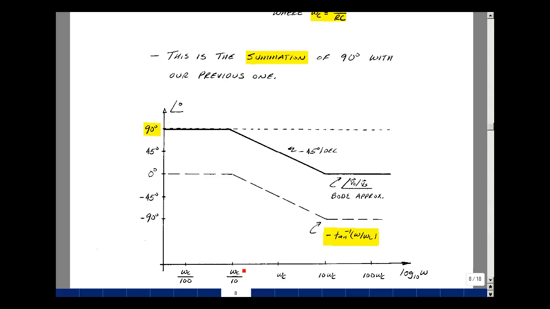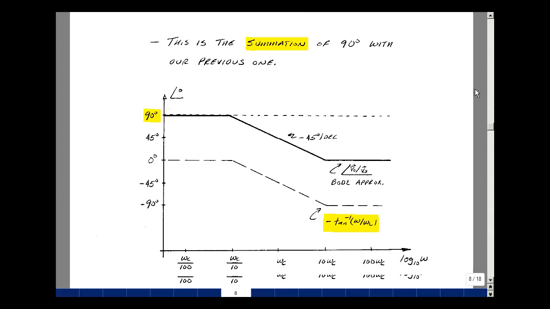If you know what frequency you're operating at, you can just go here and read off this value of angle and magnitude and get an approximation to that transfer function instead of solving for all of those tedious terms we did in Chapter 4. Again, it's an approximation, but a pretty good one.